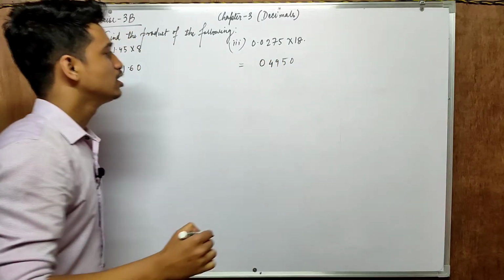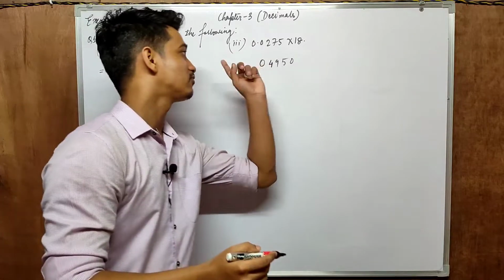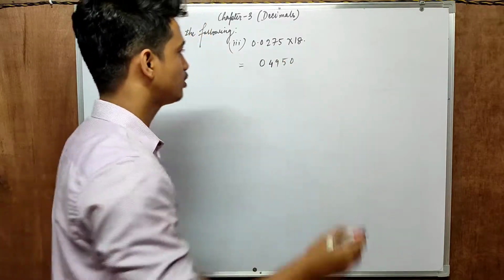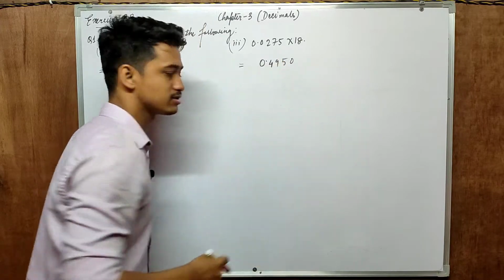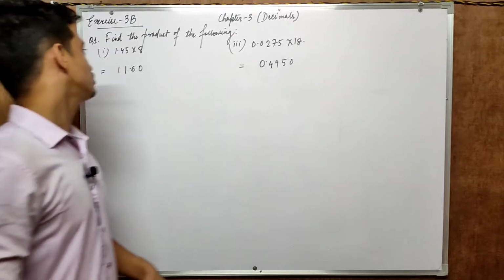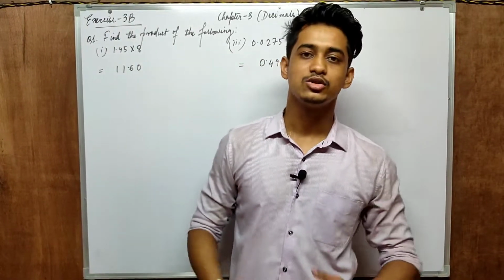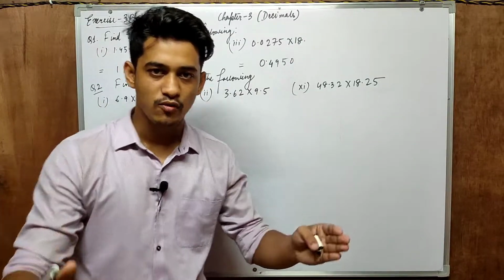So now can you tell me how many digits are there after the point? 4. So we need to count from the right hand side, 1 2 3 4, and put the point. That's it. So that will be the answer of question number 1 and 3, right? So let's move on to our next question, that is question number 2.